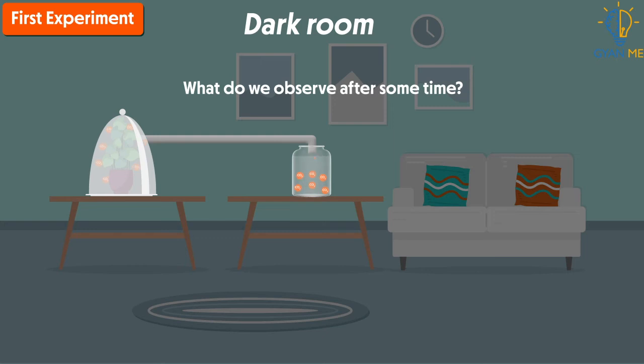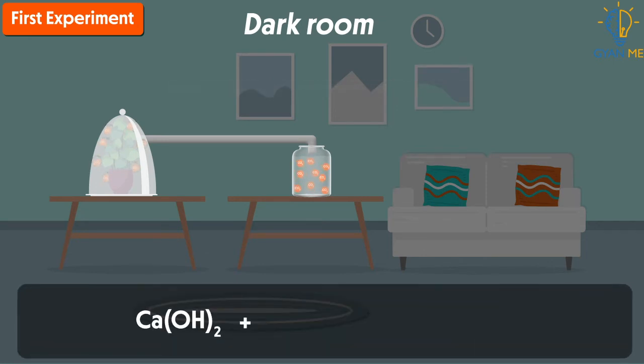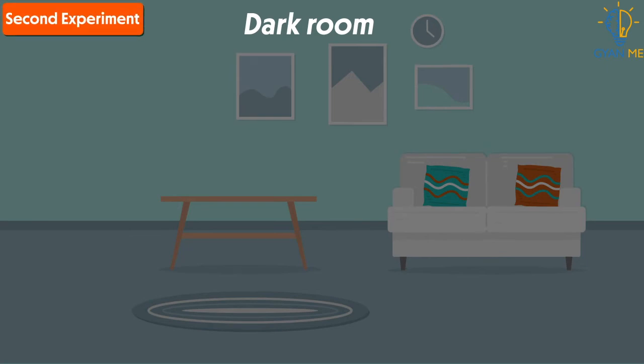And what do we observe after some time? Yes, correct. The lime water now turns milky. This shows that plant is releasing carbon dioxide. And how do we conclude this? Students, you will recall from your previous learnings that lime water test is the most commonly used test to identify the presence of carbon dioxide. Now let us demonstrate this second experiment.